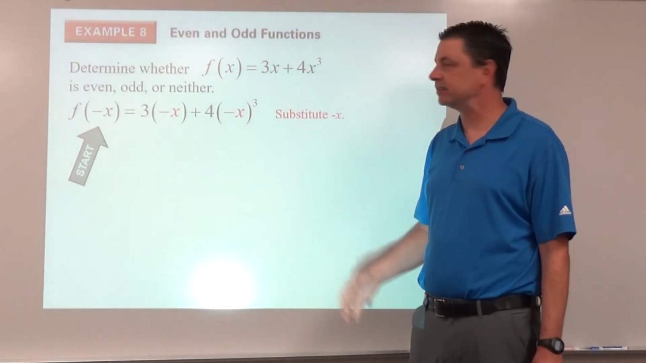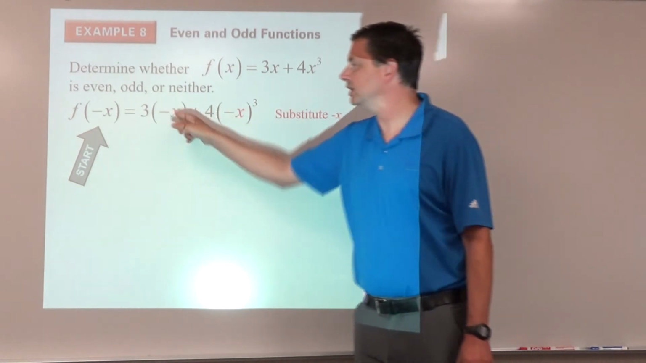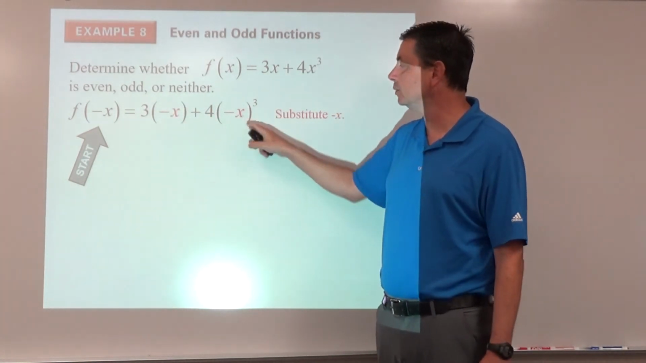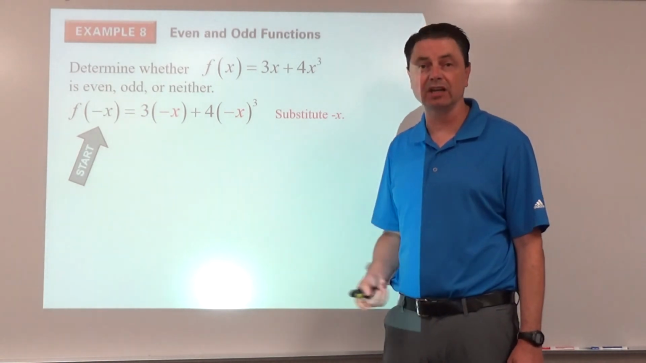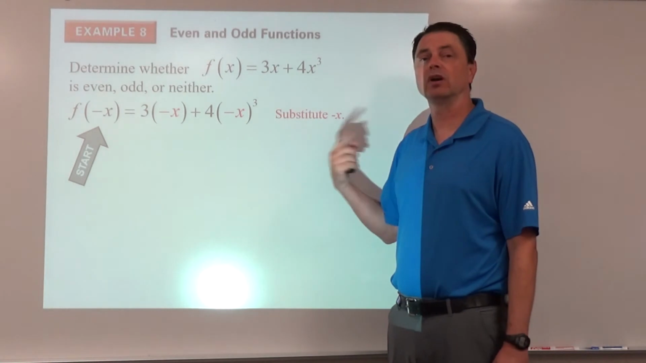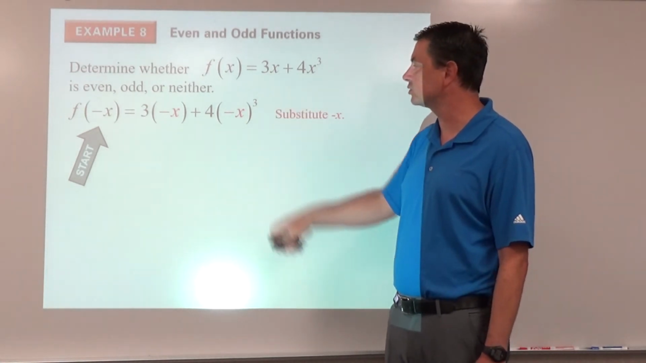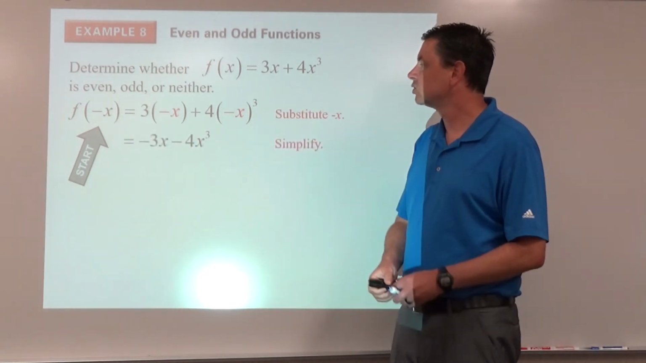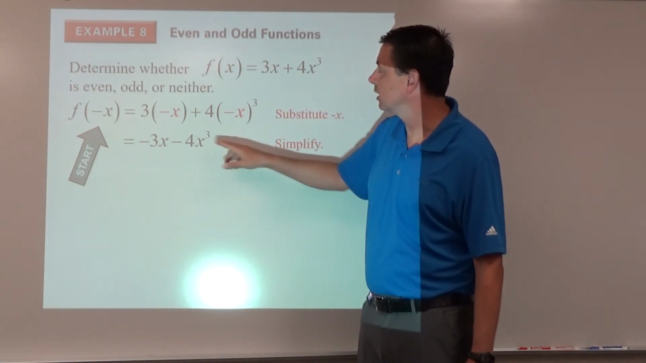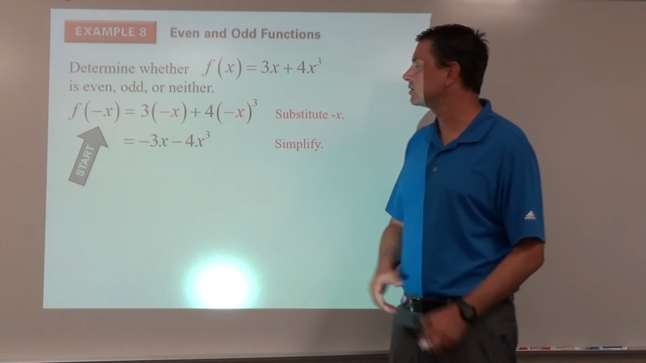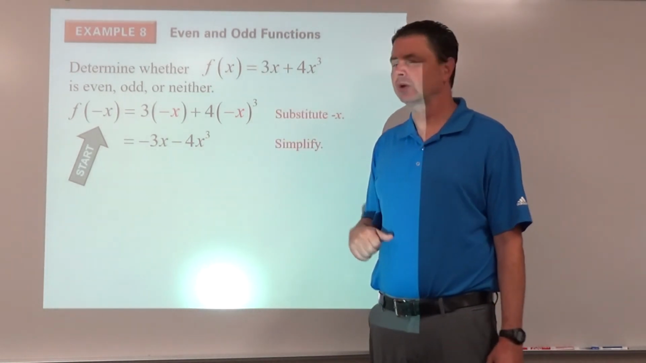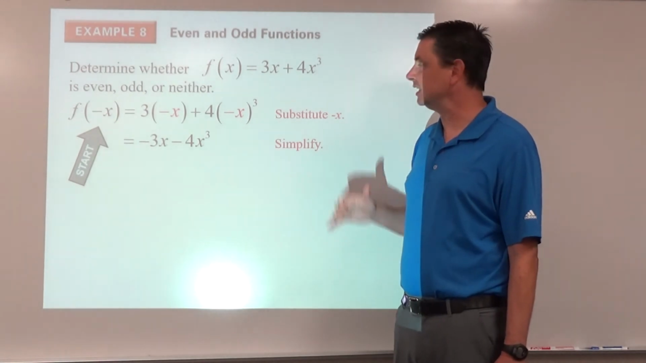Now we're going to see if we can simplify this. So 3 times negative x is negative 3x. If we cube negative x, a negative x times a negative x times a negative x, well, since we have an odd number of negatives being multiplied, that's also going to be negative. So we have negative 3x, and then a positive times a negative becomes negative 4x cubed, and that is not the original function. So I'm pretty sure that this is not going to be an even function.